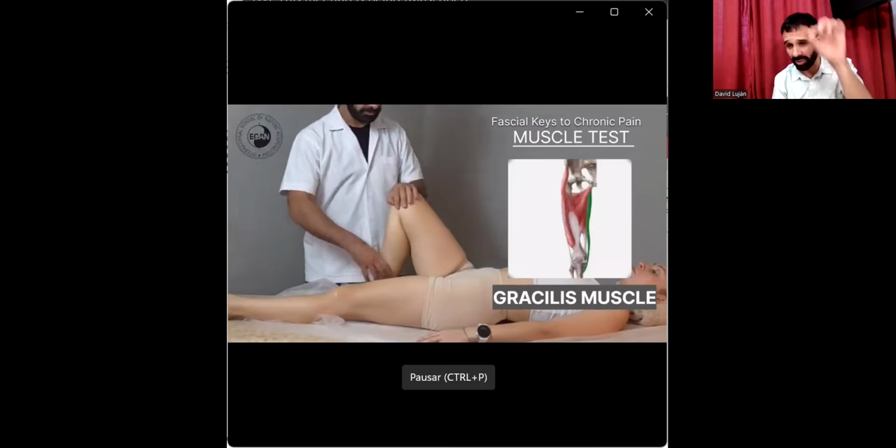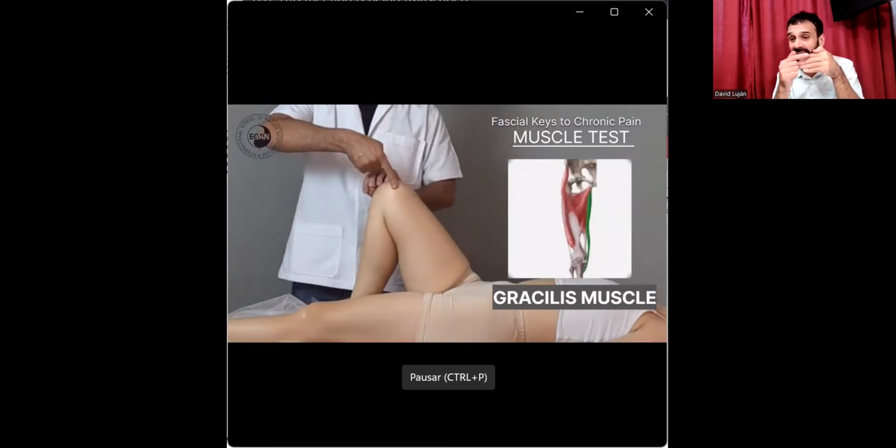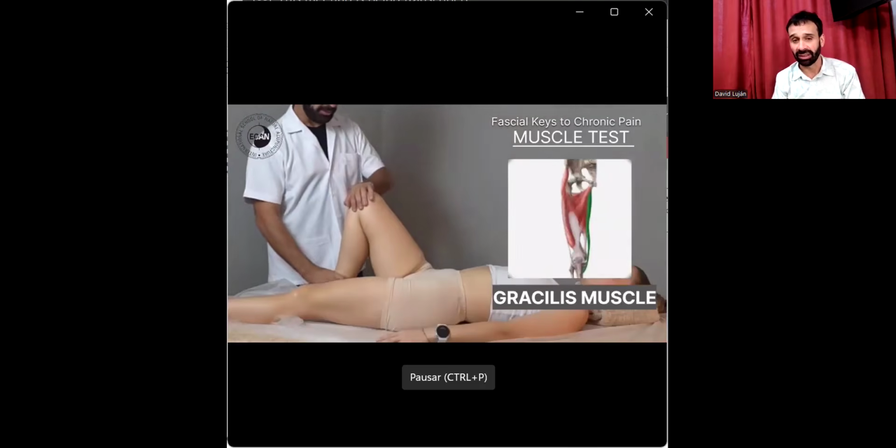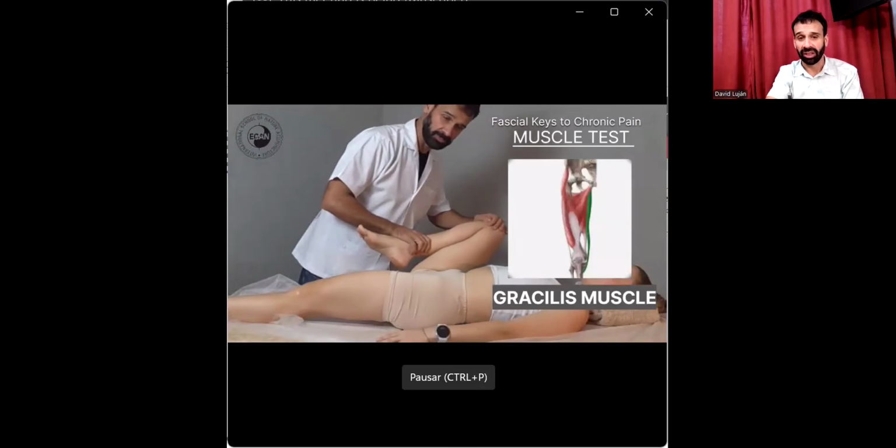In the course also, I'm pointing everything very clearly. How you see the knee in this area, usually pain, not in the whole knee. And usually this is gracilis, the one that you are checking, note.